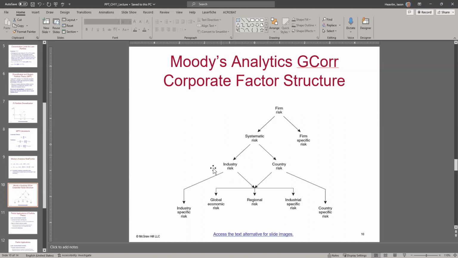Now we take the industry risk. The industry risk itself can be broken down into industry specific risk, and then other risks that affect the different industries in different ways. So for example, global economic risk, globalization, it's a lot more of a thing now than it used to be a few decades ago. So global economic conditions may affect different industries in different ways.